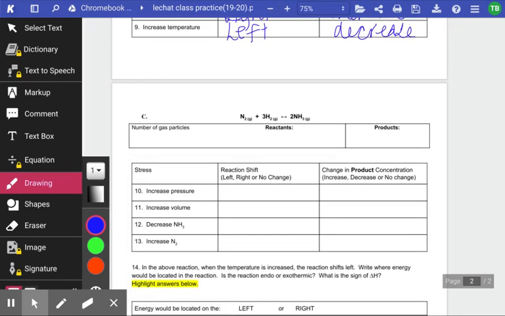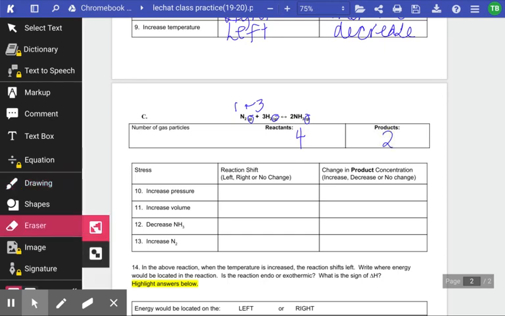Okay, letter C here. The number of gas particles is where we're starting at again. So we want to look at our states of matter. Everything is a gas here, so we're going to count everything. On my reactant side, I have a coefficient of 1 and 3, so a total of 4 gas particles. On my product side, I have a coefficient of 2, therefore I have 2 gas particles on my product side.